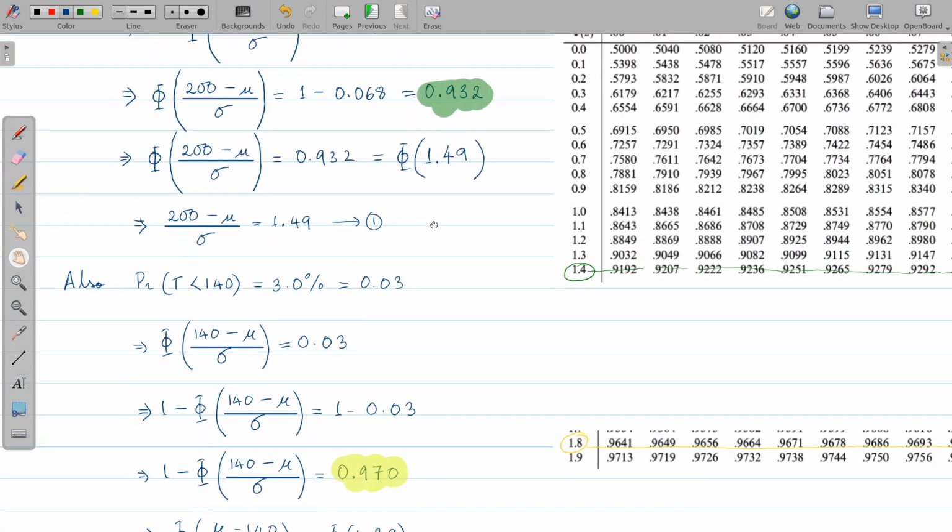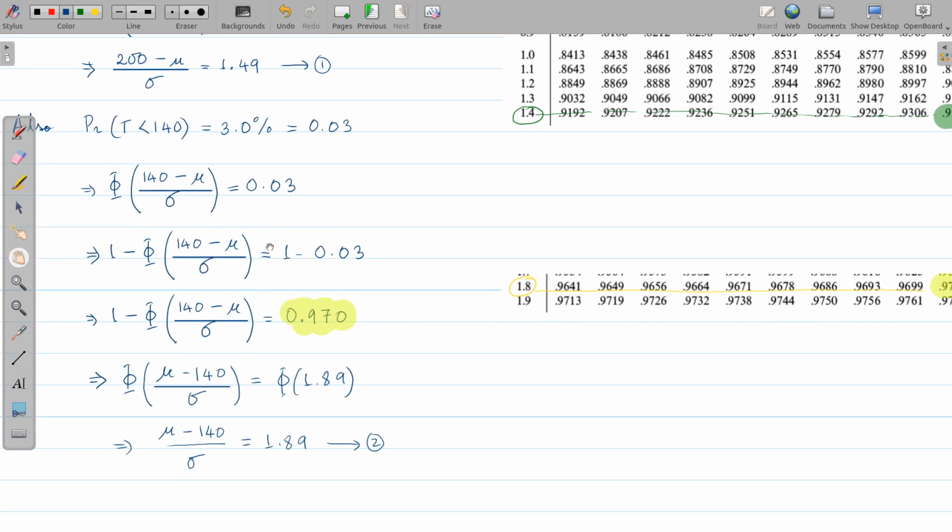So all you need to do is just solve equations 1 and 2. Solving equations 1 and 2 simultaneously gives us the value of mu, and I got the value of mu to be 173.5 milliseconds, and the value of sigma, I got it to be 17.8 milliseconds.